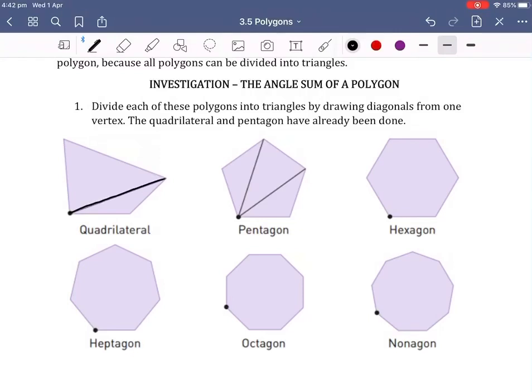If we have a look at our quadrilateral, if we start at one vertex, we draw a diagonal across. We can't draw to any other vertex because we would not be drawing a diagonal, we'd just be going along the edge. For our pentagon, we can go to this one and this one. I want you to stop the video for a couple of seconds and have a go at doing it yourself.